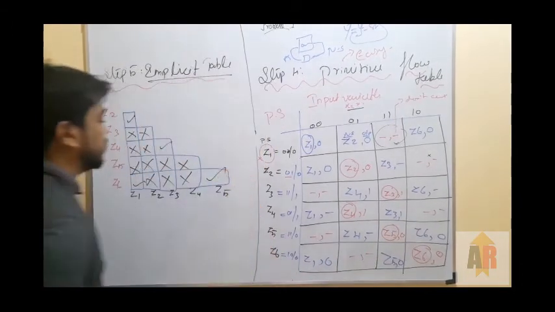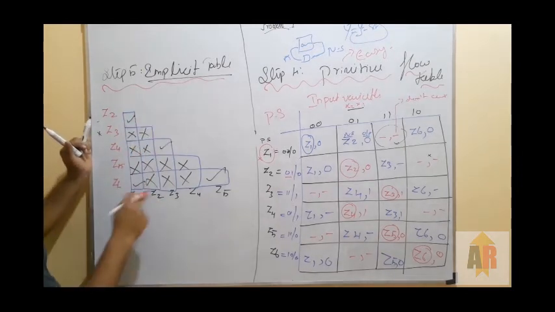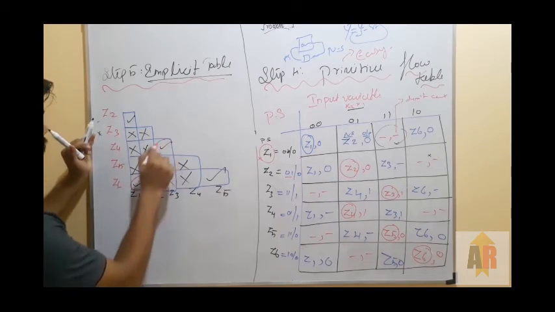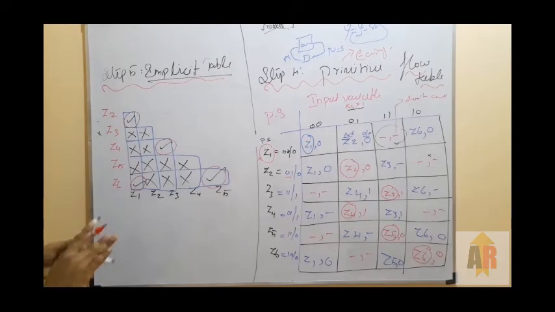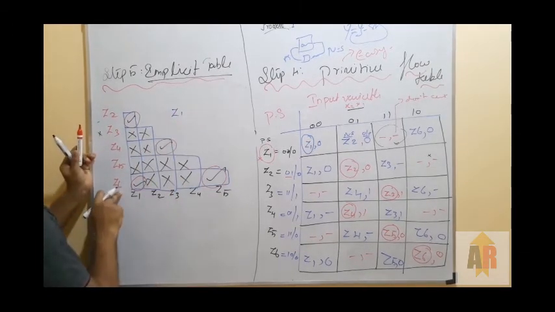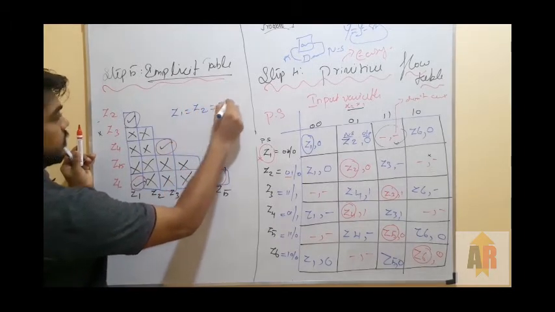Which means this one is equal. So from this point, I will mark the ticks for the possible pairs. From this point we can get Z1 is equal to Z2 and Z6.